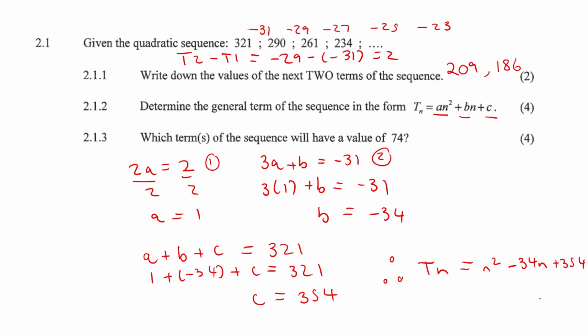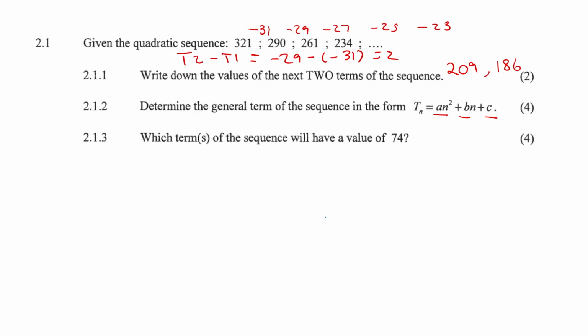2.1.3, which terms of the sequence will have a value of 74? Okay, let me just do some clearing on the screen. So, which terms of the sequence? We're trying to calculate our n value. So we're going to use our answer from 2.1.2 that we just calculated, which was n squared minus 34n plus 354, and that was equal to a value of 74. Now we need to simplify, so this positive 74 on the right-hand side, we take it over to the left. 354 minus 74 gives us positive 280.